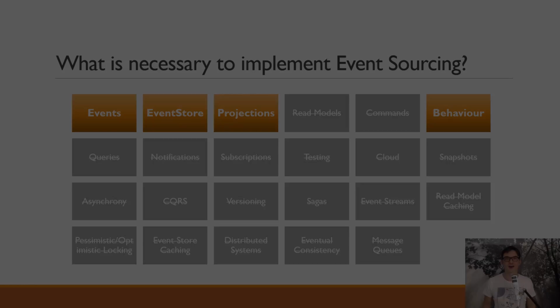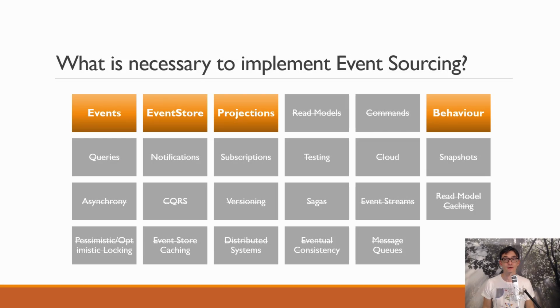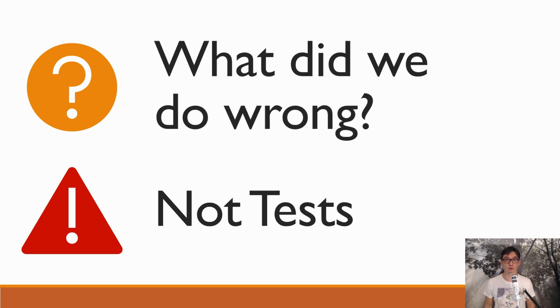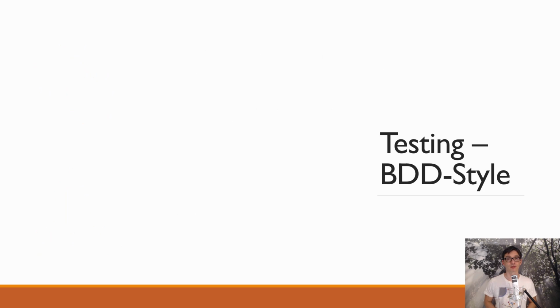Alright, so we have implemented our new behavior. So for now we have events, projection and event store, and we have the actual business logic. But in the end something went wrong. And the reason for this was that we didn't have any tests. So how can we actually implement those tests, and what kind of tests would be nice when we are doing event sourcing? I'd recommend that we are using BDD style tests.